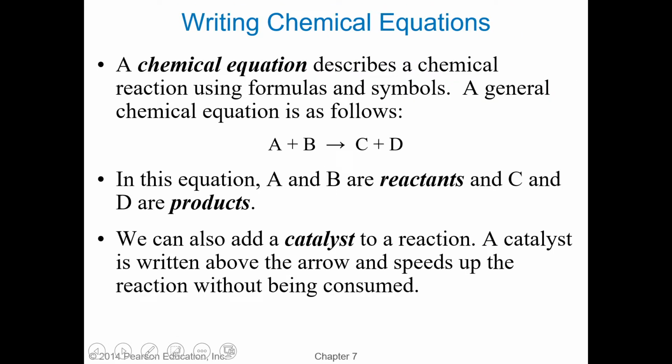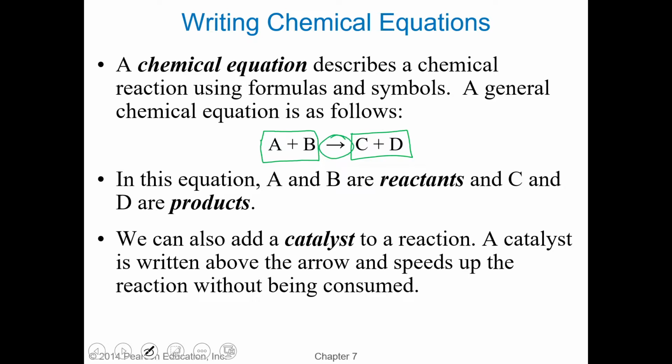So generically, we can write chemical equations a certain way. On the left-hand side of this generic equation, we have reactants. This is our reactant side. This is our product side. And the arrow means yields or produces.